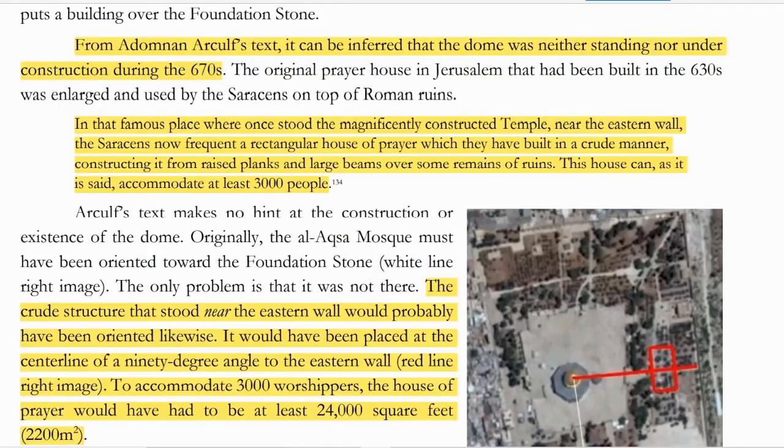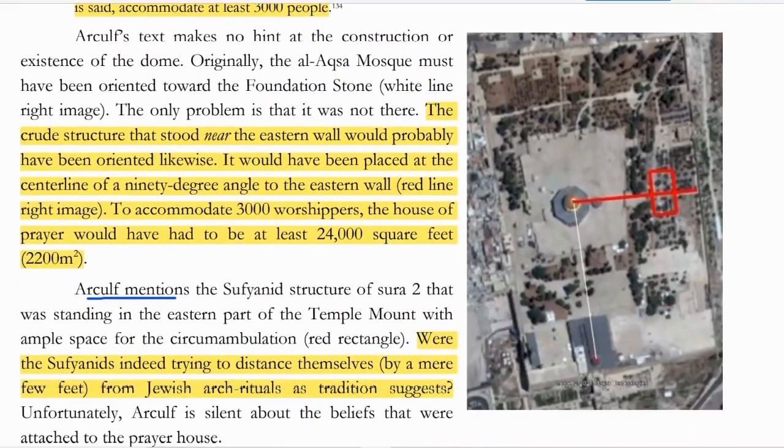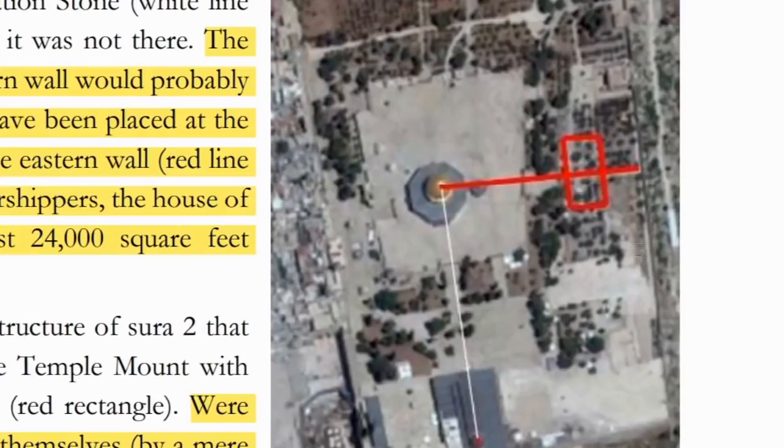The original prayer house in Jerusalem that had been built in the 630s was enlarged and used by the Saracens on top of Roman ruins. He says, in that famous place where once stood the magnificently constructed temple near the eastern wall, the Saracens now frequent a rectangular house of prayer, which they have built in a crude manner, constructing it from raised planks and large beams over some remains of ruins. This house can, as it is said, accommodate at least 3,000 people. Now, this here is where that would be located, not in the center, but over here.